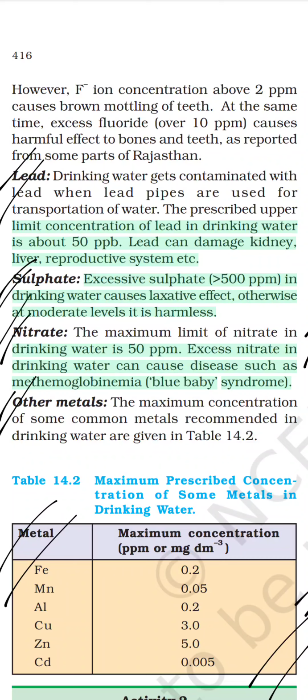Next, other metals. The maximum concentrations of some common metals recommended in drinking water are given in table 14.2, like Fe 0.2, Mn 0.05, Al 0.2, Cu 3.0, Zn 5.0, Cd 0.005. Fe is iron, Mn manganese, Al aluminium, Cu copper, Zn zinc, Cd cadmium.